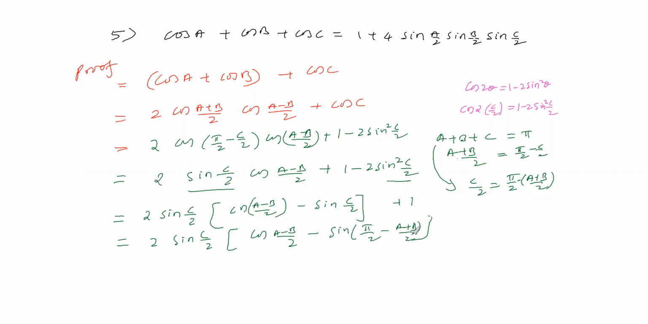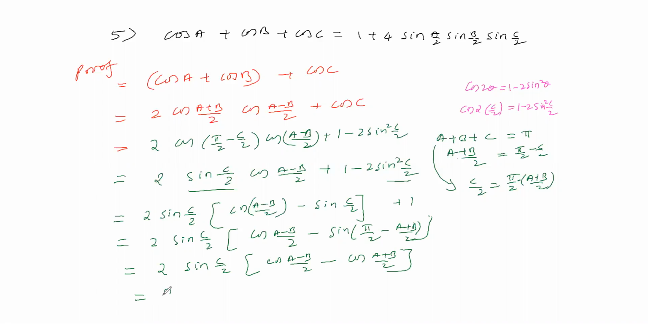Now here, sin(90 minus theta) is what for? Sin(90 minus theta) is cos theta. So we get 2 sin C by 2 into cos((A minus B) by 2), and sin(90 minus theta) is cos theta, so cos((A plus B) by 2).